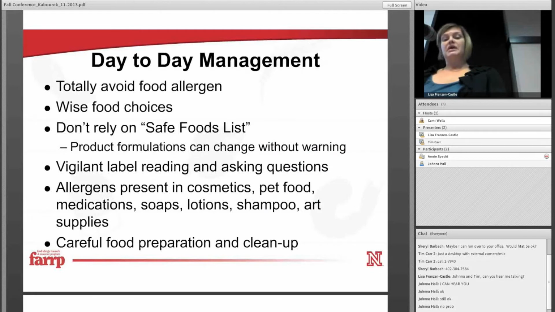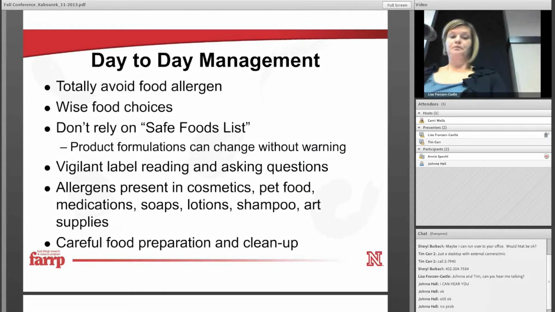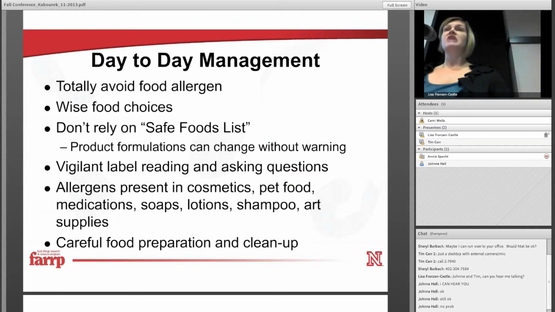So day-to-day management when you have a food allergy, you have to totally avoid that food allergen as of right now. You have to make wise food choices. So if someone has a peanut allergy, we don't recommend they go into the China buffet because peanuts are there. It makes sense, but lots of people challenge those thoughts. If you have a seafood allergy, you probably don't want to go to Red Lobster and order the chicken.